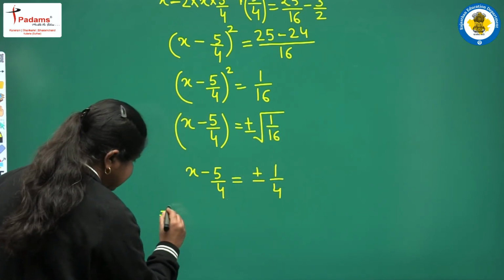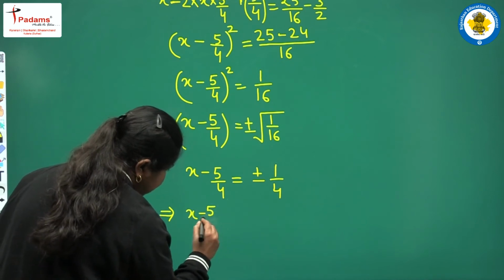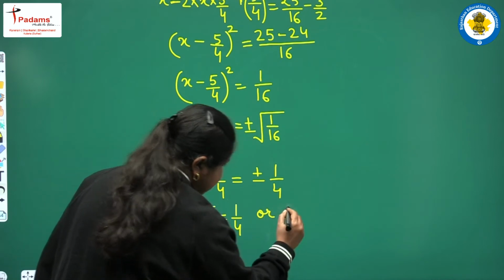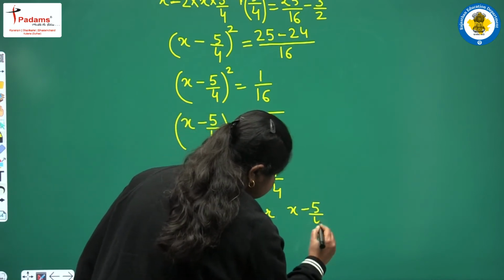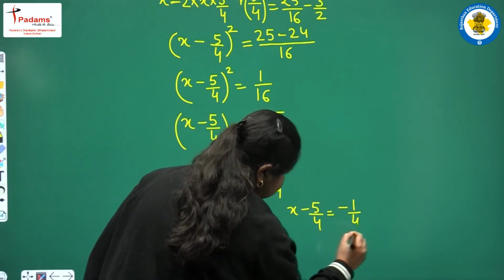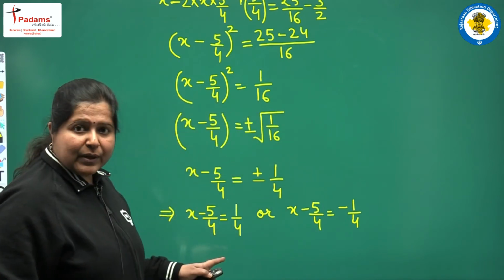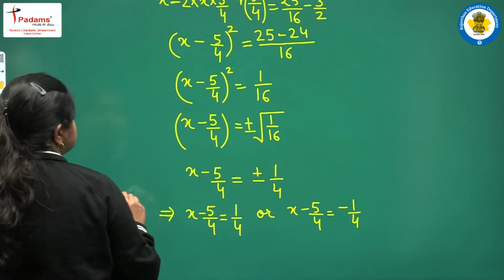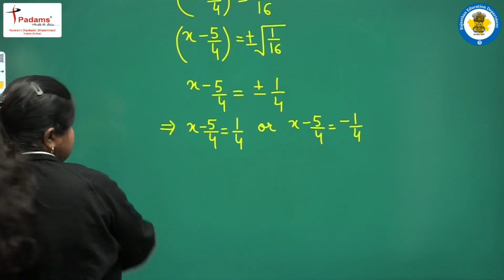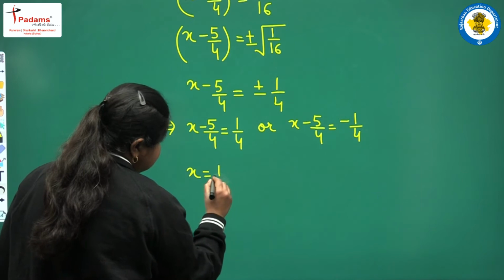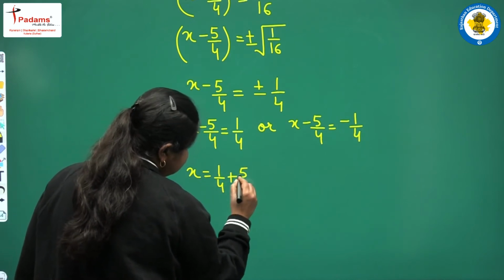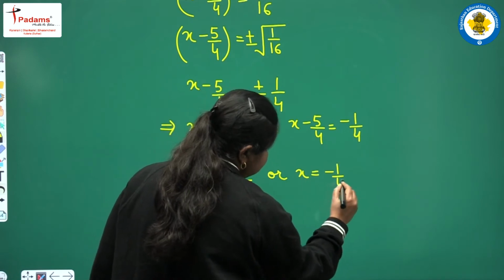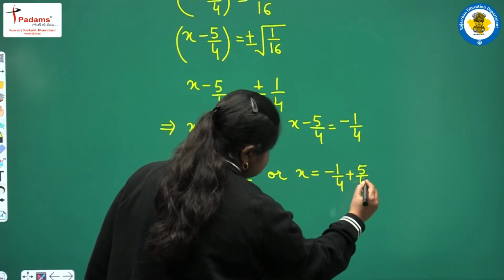Now this implies that x minus 5/4 is equal to plus 1/4 or x minus 5/4 is equal to minus 1/4. या तो ये plus 1/4 के इक्वल होगा या फिर minus 1/4 के, और यहाँ से हमें x की 2 वैल्यूज मिल जाएंगी। x equal to 1/4 plus 5/4 और x equal to minus 1/4 plus 5/4.